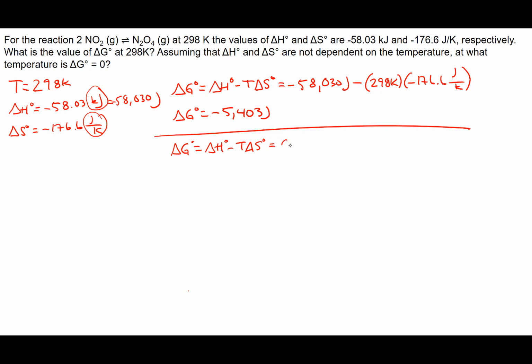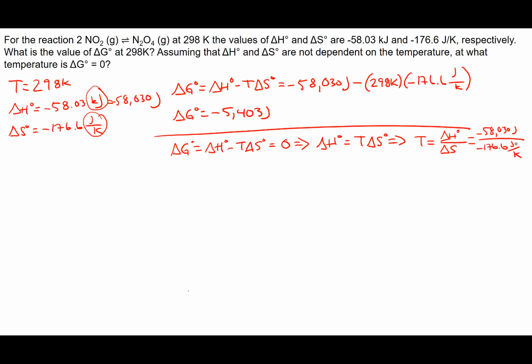If that's equal to 0, we can rearrange this equation so that we have delta H is equal to T delta S. And if we rearrange it one more time, what we get is T is equal to delta H over delta S in this case, because we're just simply looking at a ratio. So if we plug in the values that we have, negative 58,030 joules over negative 176.6 joules per Kelvin.